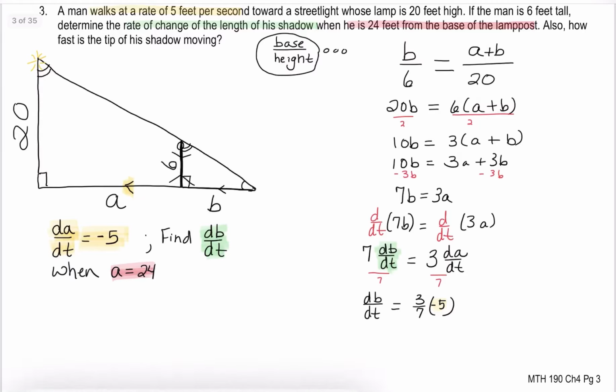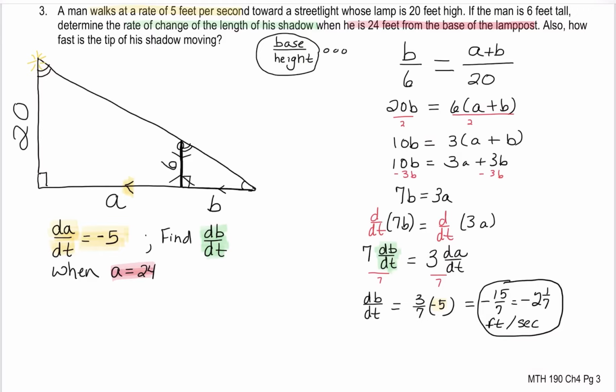And so that now means the length of his shadow is changing at a rate of -15/7, or -2 1/7. The B is measured in feet and time is measured in seconds, so feet per second. So this is giving us how fast the length of his shadow is changing.